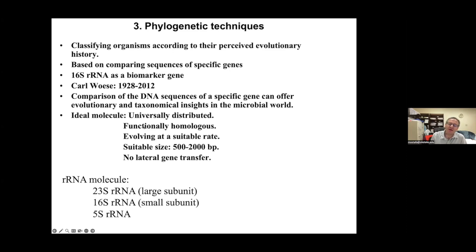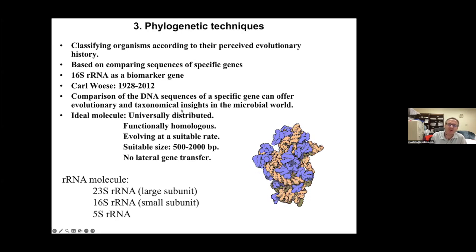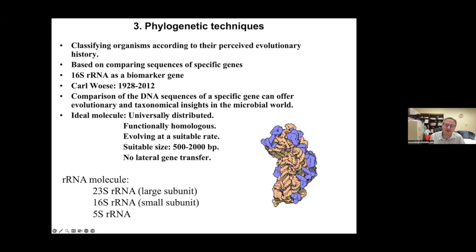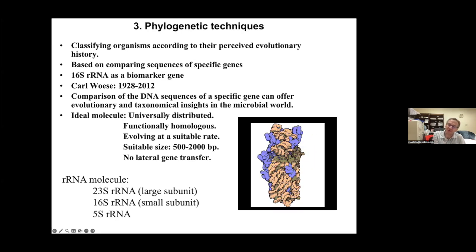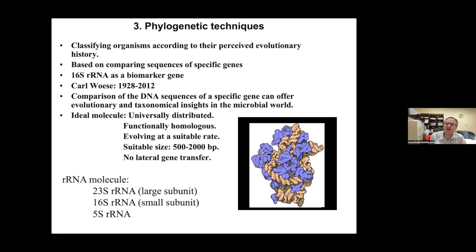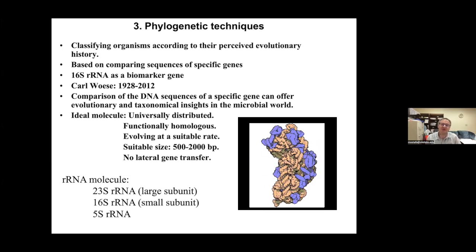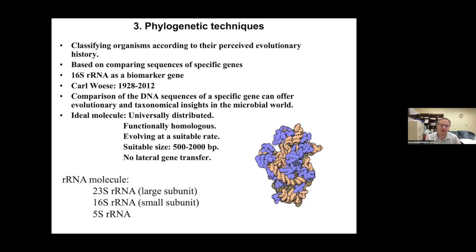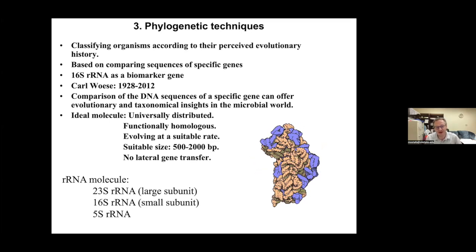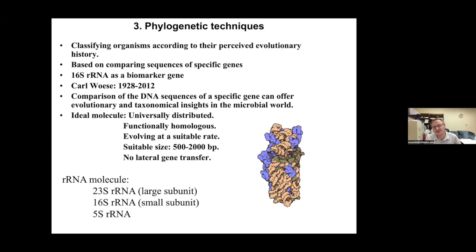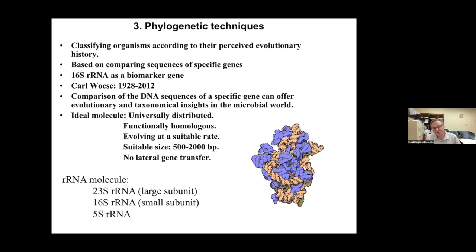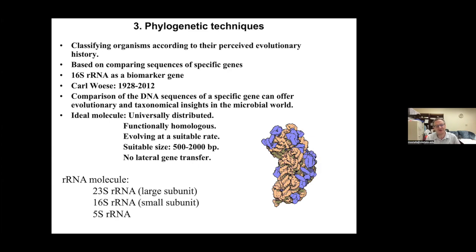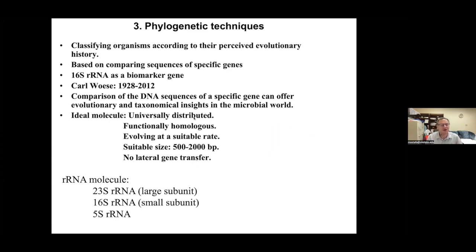If you want to classify different microorganisms, you need to use a specific molecule and biomarker that is, number one, universally distributed. It's present in every single microorganism. It has to be functionally homologous, doing the same function in different microorganisms. It has to evolve at a suitable rate, not too slow, not too fast. And for technical reasons, it has to have a suitable size. It will have enough information for you to classify different microorganisms.